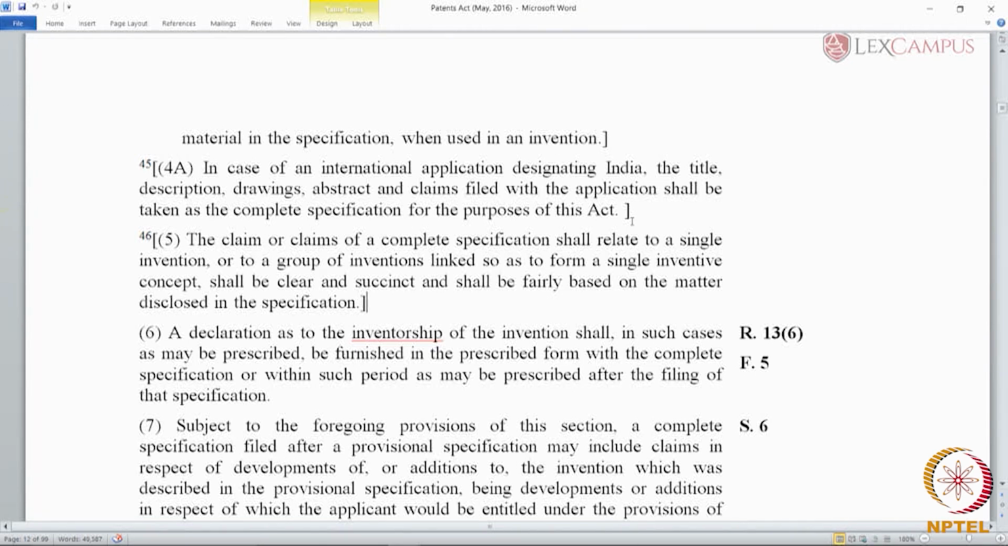These requirements, which we call the requirements that a complete specification has to satisfy, will now become grounds for revocation for a patent to be challenged, because these requirements were not satisfied at the patent office. So, the fact that the claims are not clear and succinct could be a ground for revocation. The fact that the claims are not fairly based on the disclosure could become a ground for revocation if the patent got granted with that defect. The fact that the best method is not disclosed could become a ground for revocation.